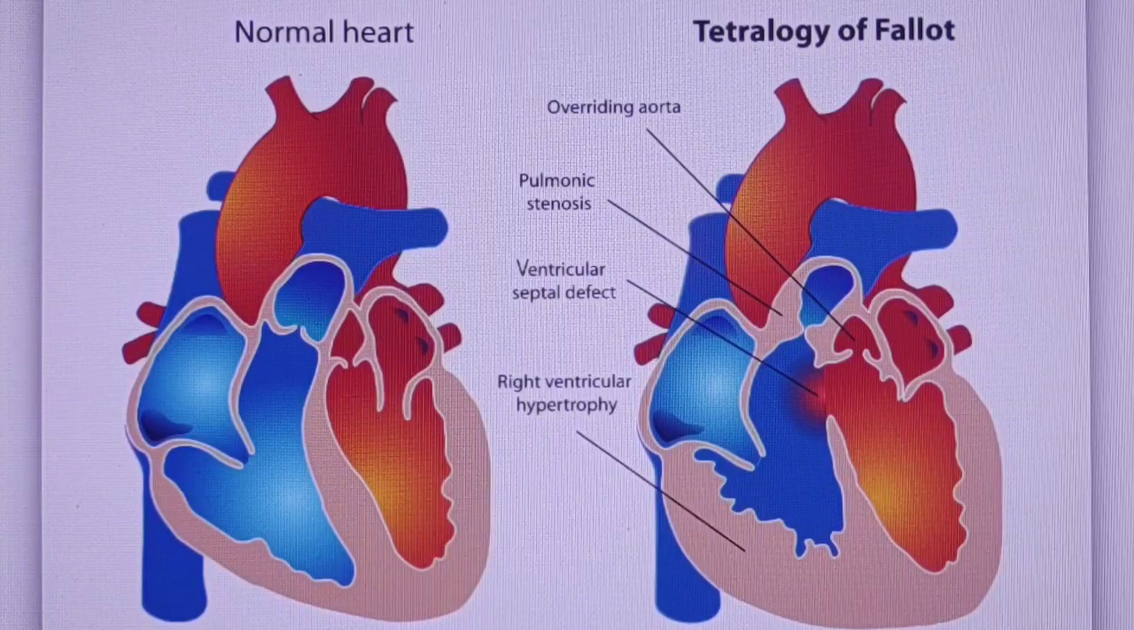I would like to remind you the abnormalities. First abnormality is right ventricular hypertrophy. Second abnormality is ventricular septal defect. The third is pulmonic stenosis. And the fourth is overriding aorta, comparing with the right, which is the normal heart. And now let's go to our case.